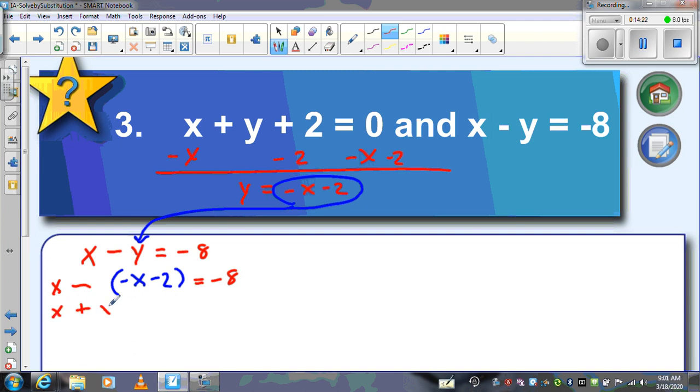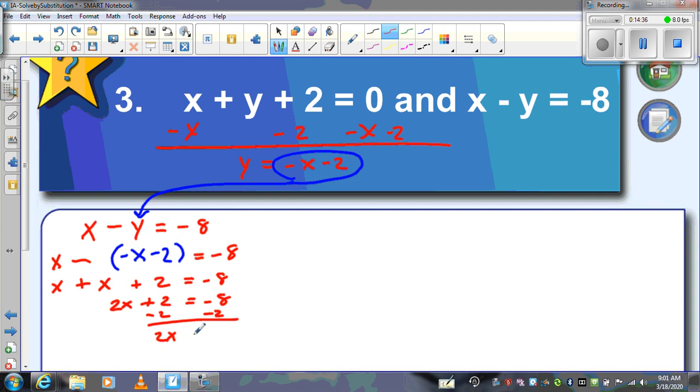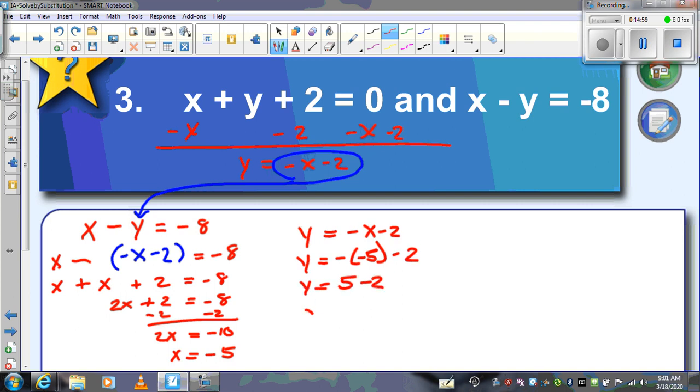So it becomes x plus 2 is equal to negative 8. 2x plus 2 is equal to negative 8. 2x is equal to negative 10, which means x must be negative 5. Okay, so I think I will plug that into this equation right here. Negative 5 minus 2, so y is equal to 5 minus 2, so y must be 3.